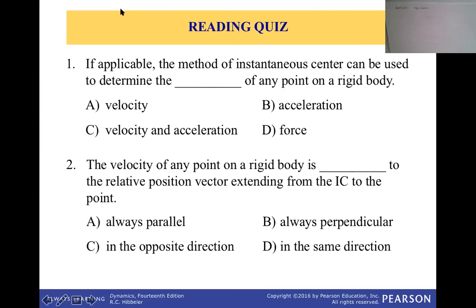Sorry, I think I was muted, so I just unmuted. So you probably didn't hear me, but we'll start with the quiz here. Send me your answers privately, okay?